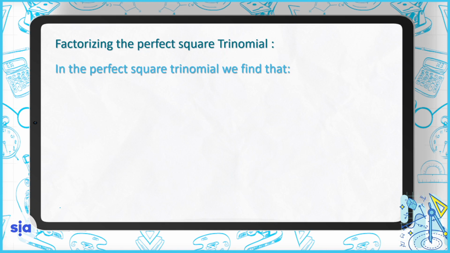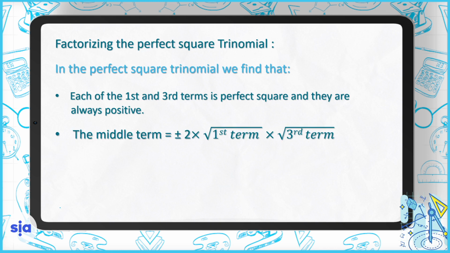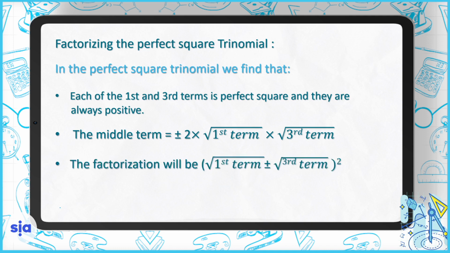In the perfect square trinomial, we find that each of the first and the third terms is a perfect square and they're always positive. The middle term is positive or negative, the product of 2 times the square root of the first term multiplied by the square root of the third term. And also, the factorization will be bracket square root of the first term plus or minus square root of the third term, all squared.